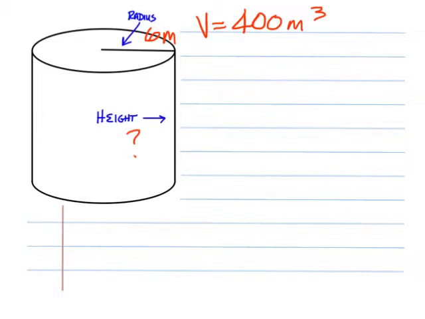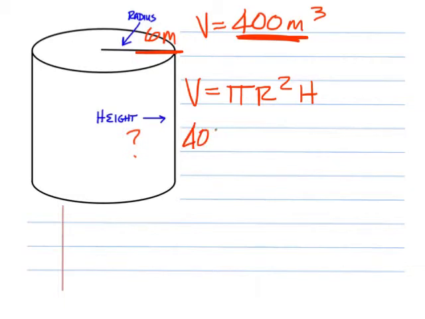Example number 3. In this case, you know the volume. You know the radius, but you don't know the height. You find that by plugging in all of the information that you have into this formula. First, write out the formula. Second, plug in everything that you know. We're missing h, so we just put h.